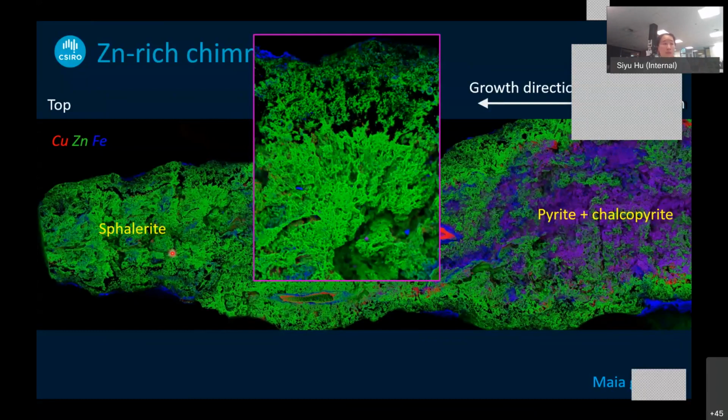So what information can we get from this map? We all know that sphalerite is a relatively low-temperature mineral. So this chimney is supposed to have formed from a relatively low-temperature venting fluid, and this happened during quick mixing between the low-temperature fluid and the seawater here.